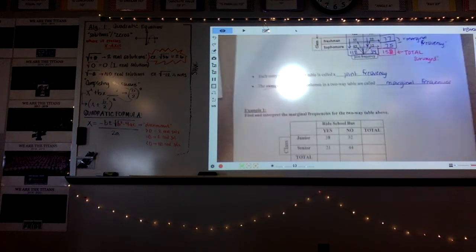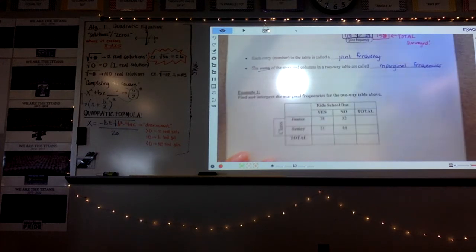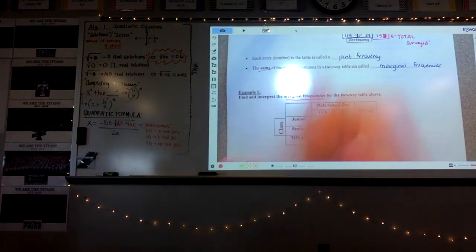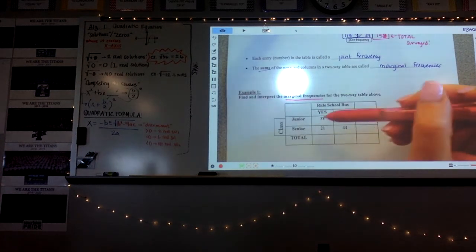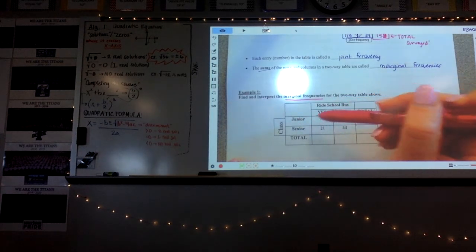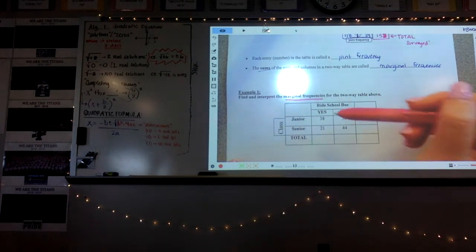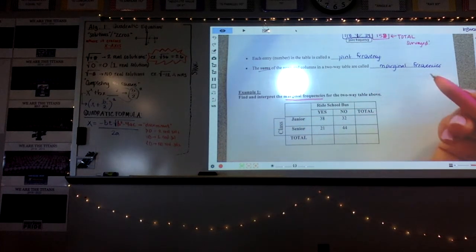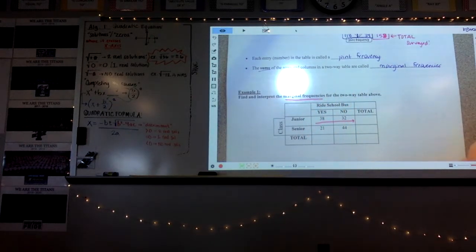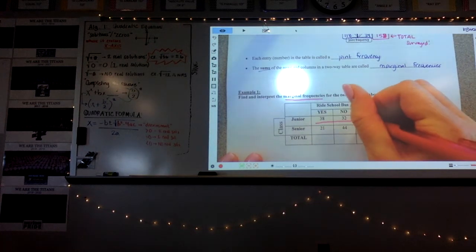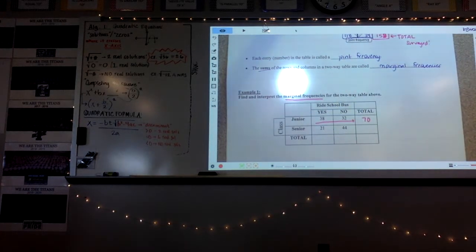So we're going to go with a really basic example down here. Find and interpret the marginal frequencies, that's just the straight up data numbers, for the two-way table above. We have interviewed people and seen how many are juniors, how many are seniors, how many ride the school bus, how many do not ride the school bus. Let's start by finding the marginal frequency for how many total juniors were interviewed. Maria, what's 38 plus 32? So 70 total juniors were interviewed.